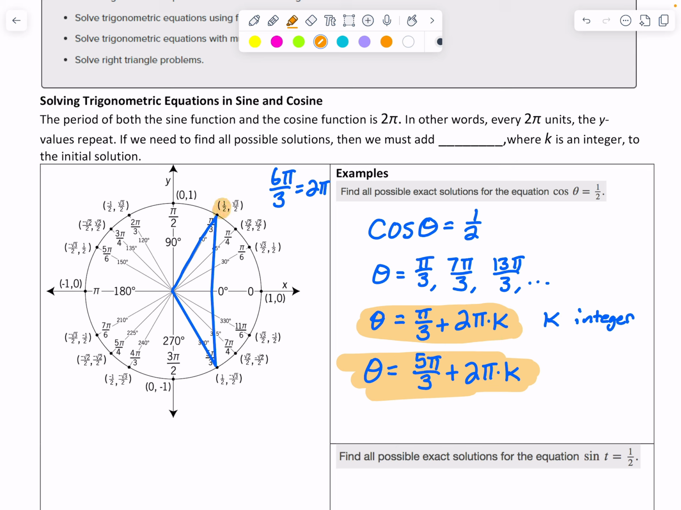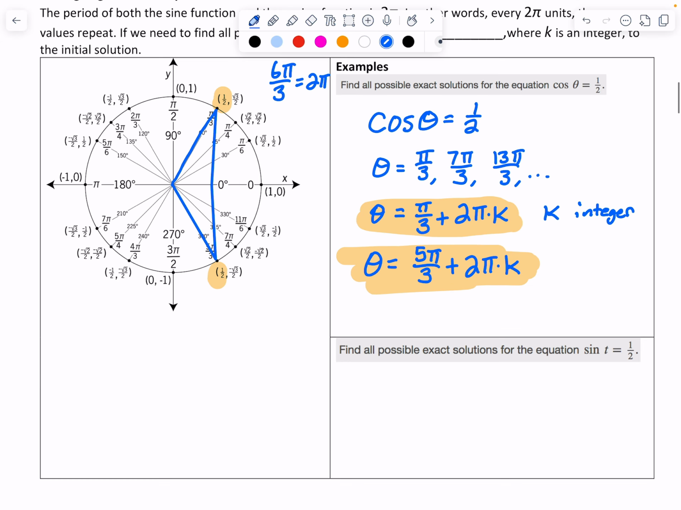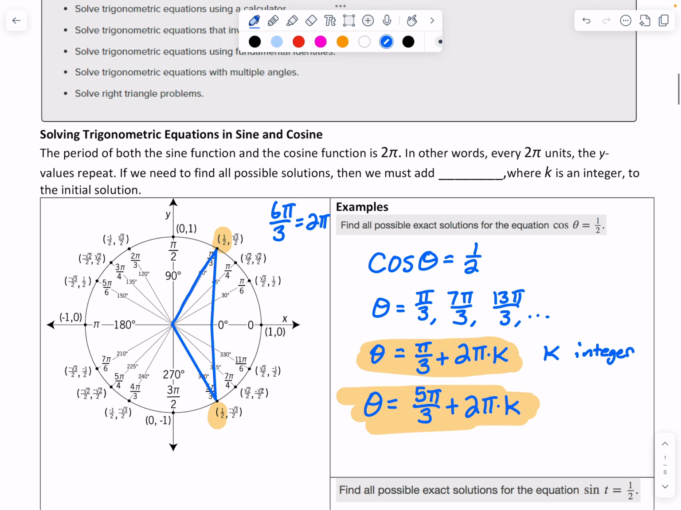If you notice, if you were to go through this circle, this is the only time the x coordinate, cosine, is 1/2. So for any cosine equation, we're going to have two answers in our first revolution. Any sine answer, we're going to have two as well, because every number has two. And then our tangents will be that same way as well. Okay, so let's look at our sine now here. Now, what's going on here? It says if we want to find all possible solutions, then we must add 2 pi k, where k is an integer. What we're doing is adding full revolutions, 2 pi.